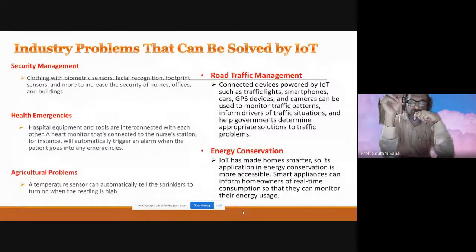Say in some house, a person has forgotten to switch off his air conditioner. The air conditioner is running without any person. So what will happen? It will observe the movement in the home. If no movement of a human being is seen, then it will automatically switch off the air conditioner. So energy conservation is another very good application in high-rise buildings by IoT systems. These are the things you can think of.